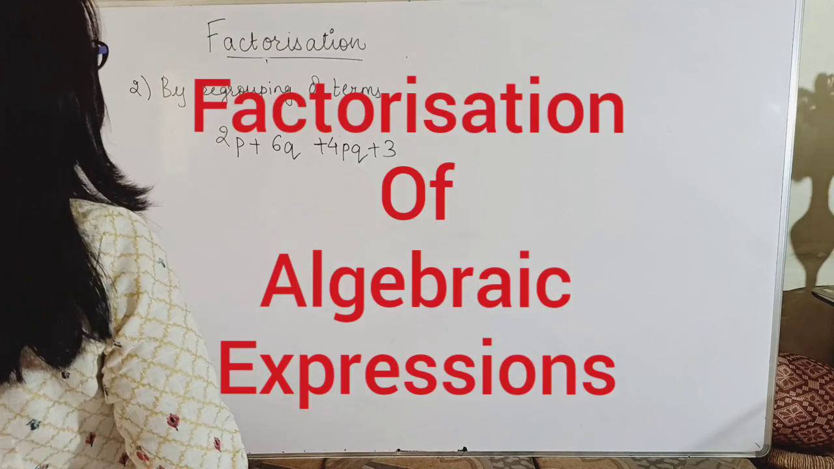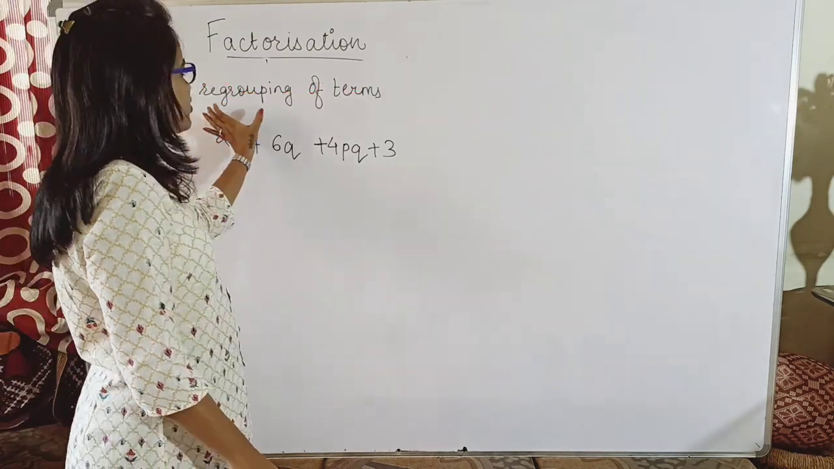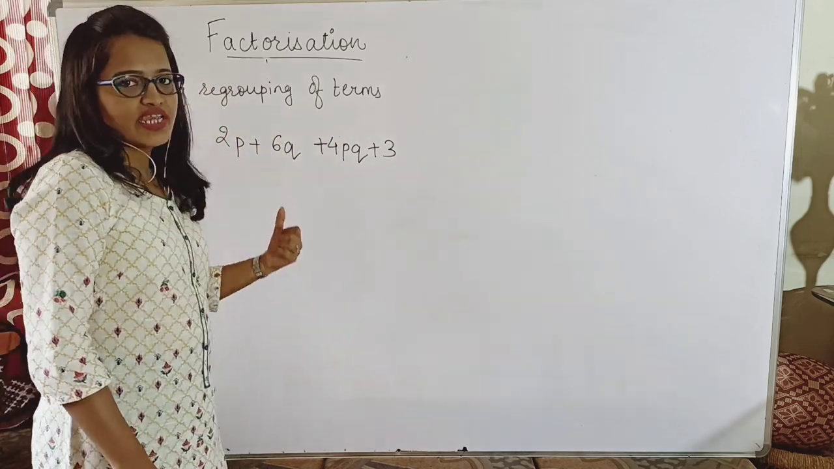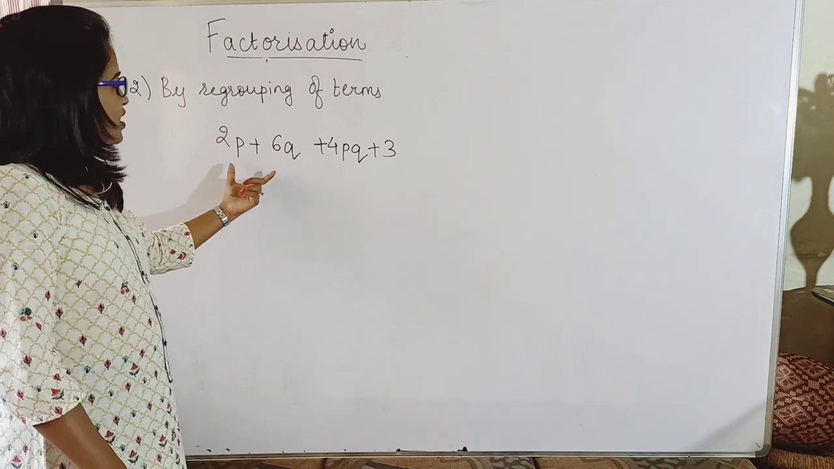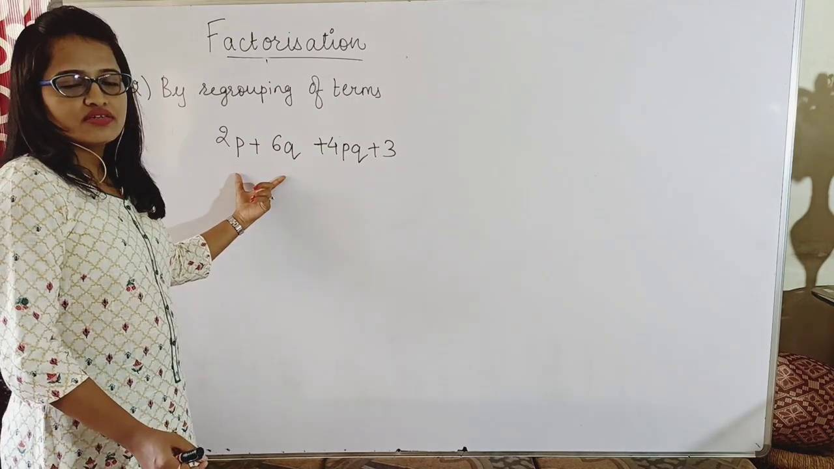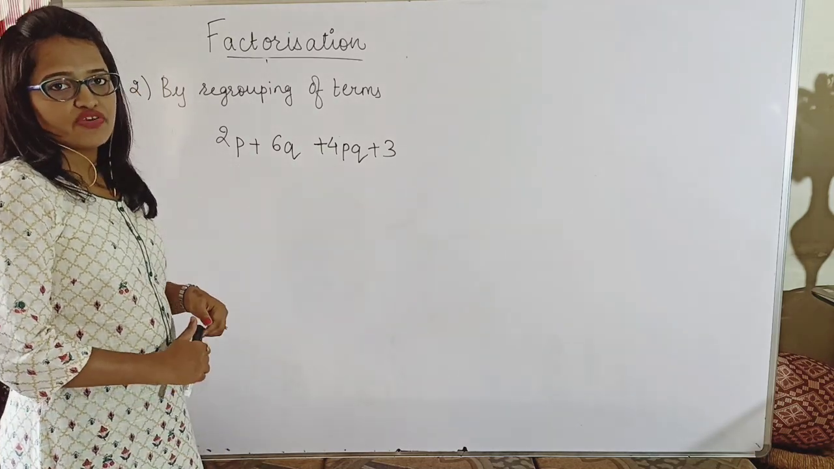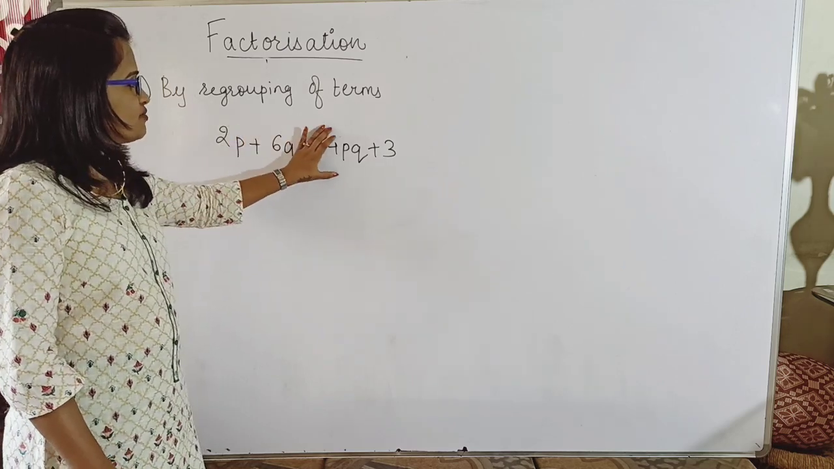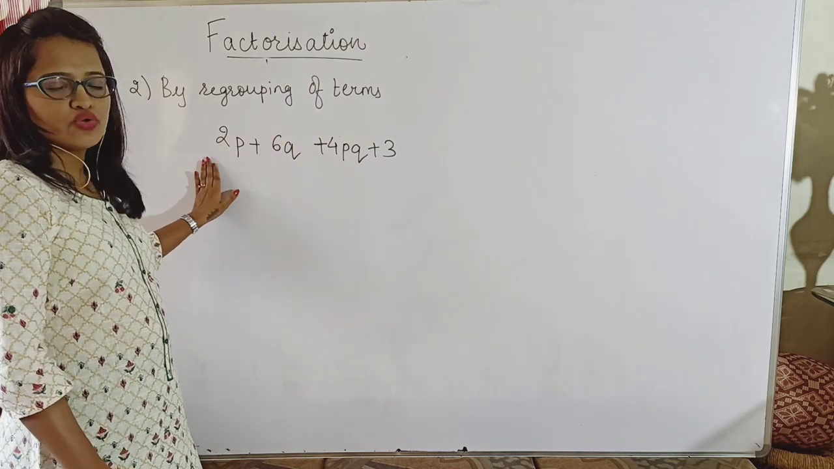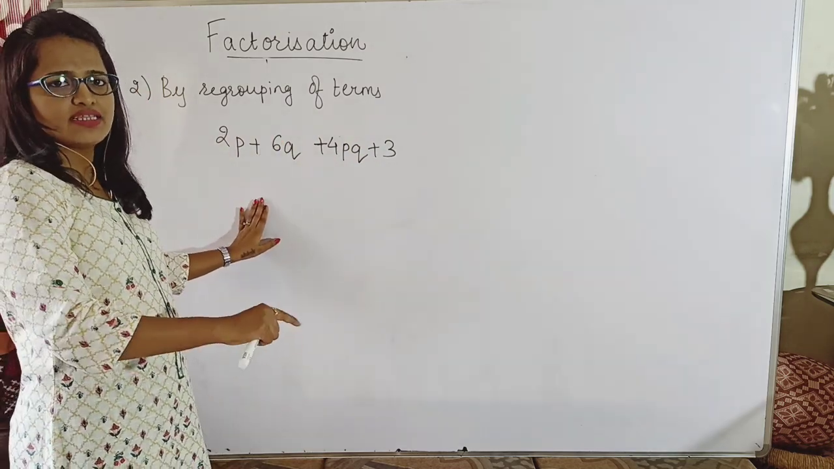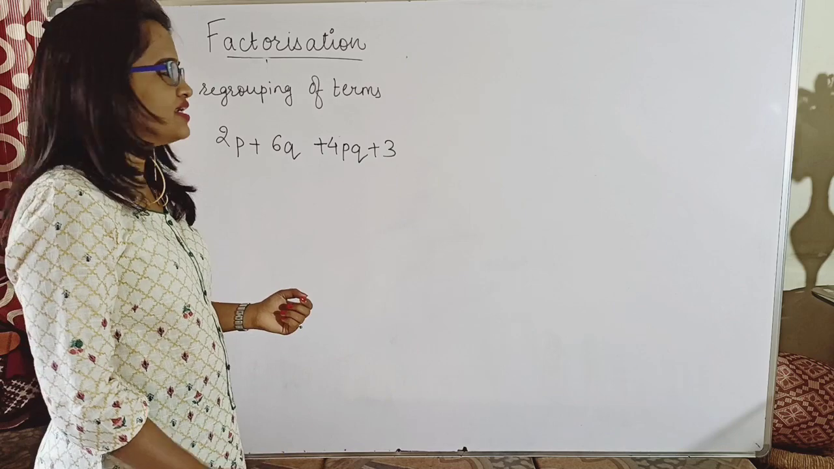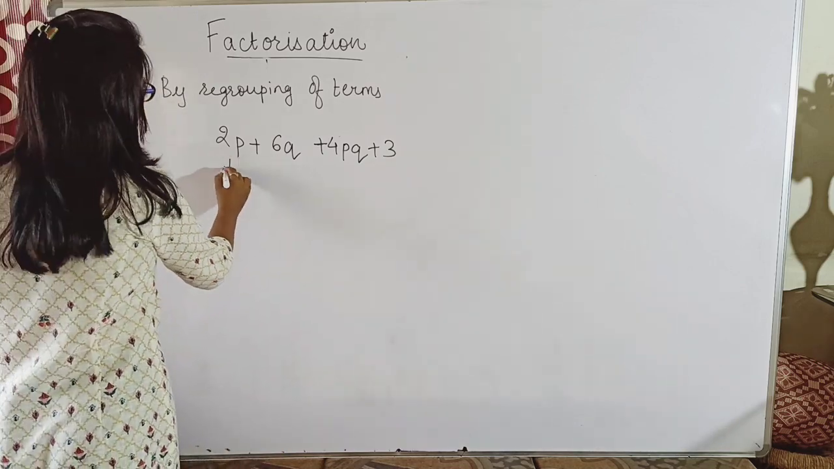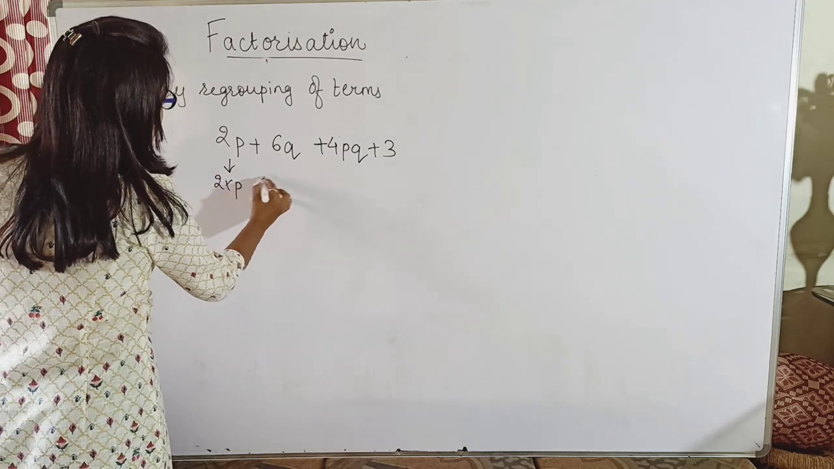Now let us look at the next method of factorization, that is by regrouping of terms. See, I have written one example. By the method of factorizing by common factors, as you have seen, there should be a common factor present in all the four terms. Then only you can take it outside the bracket and the remaining terms you write inside the bracket. But here, can you tell me which is the common factor present in all the four terms?